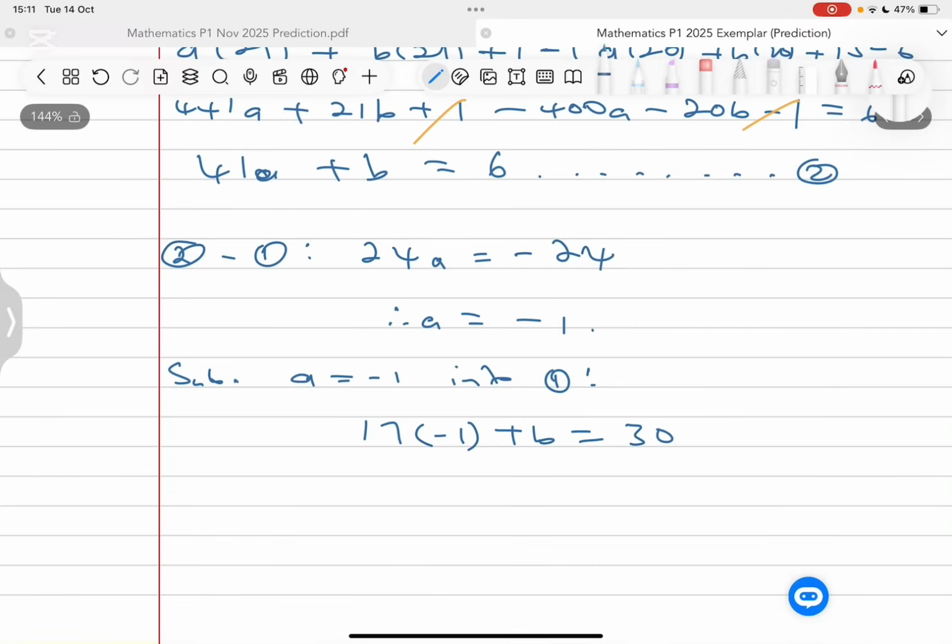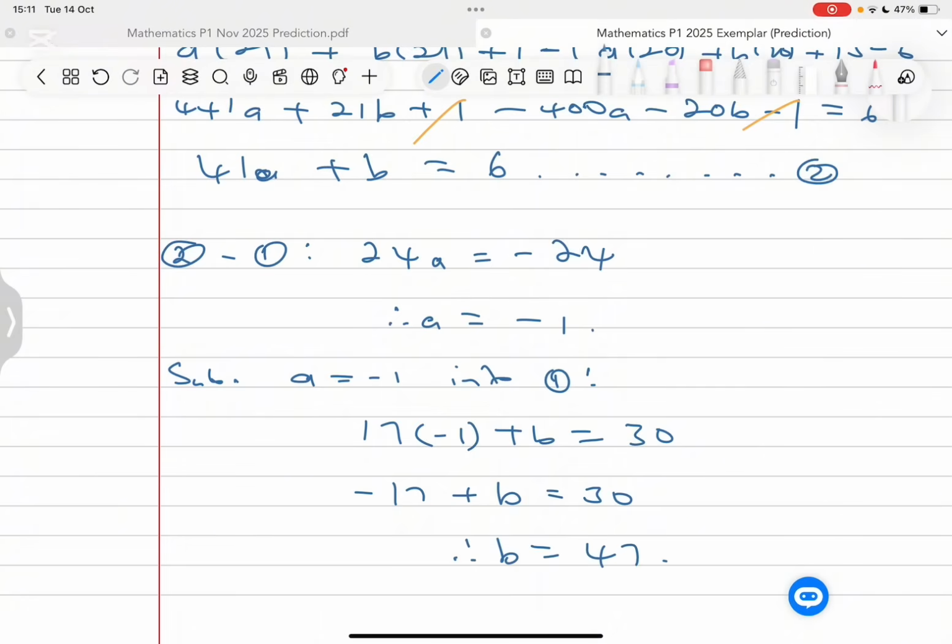Now at this stage, we will then say we have here negative 17, because 17 times negative 1 would be simply negative 17, is equals to 30. Now when I take this negative 17 to this side, I'm really going to have 30 plus 17. And if you say 30 plus 17, you should get 47 there. So my answer for b, therefore, b would be equals to 47.